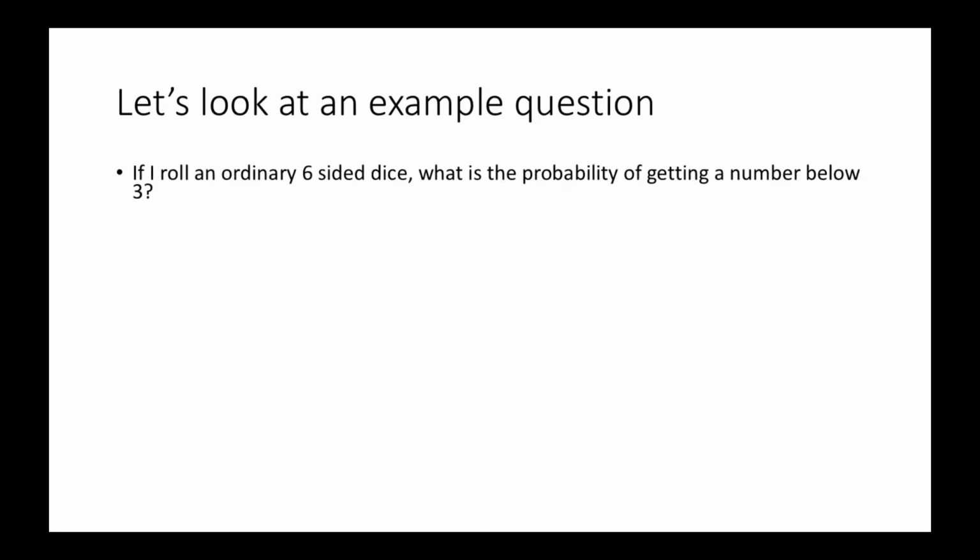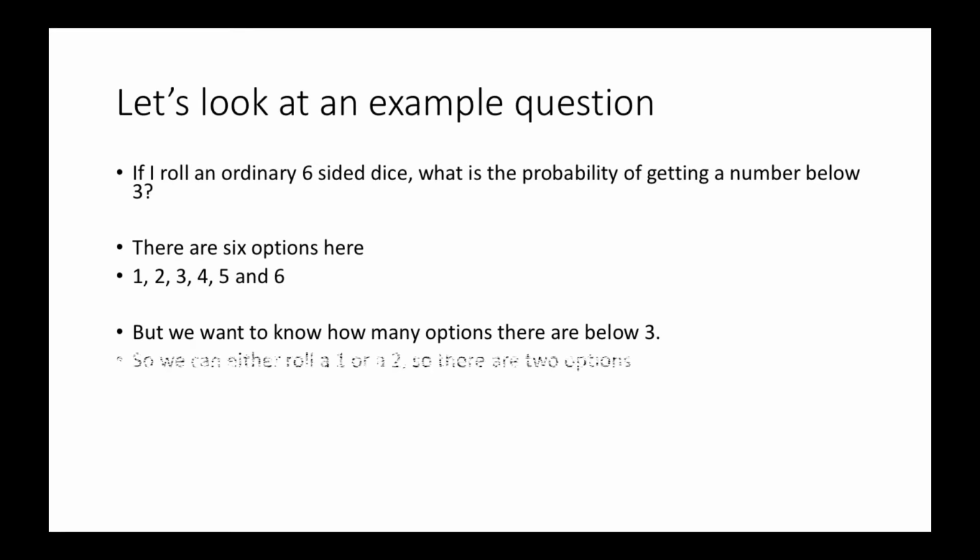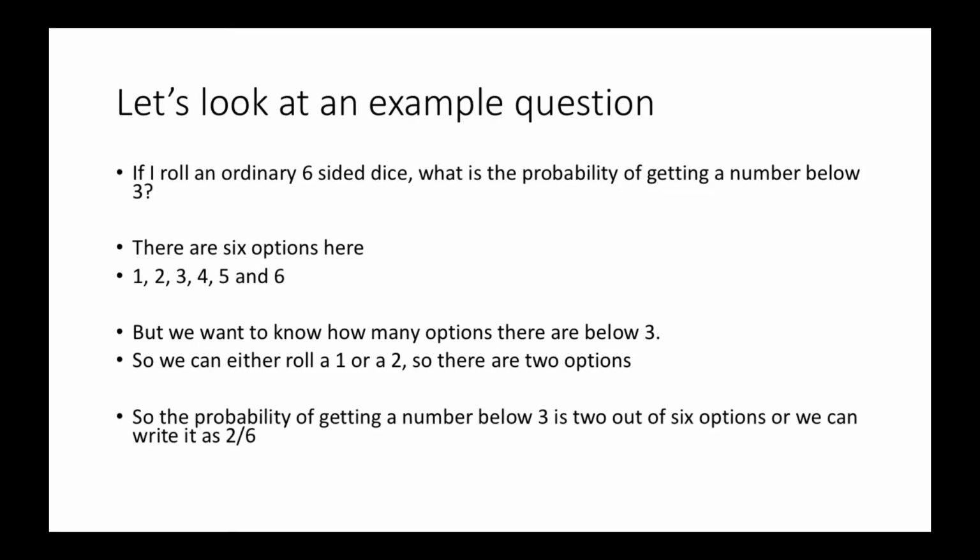Okay, if I roll an ordinary 6-sided dice, what is the probability of getting a number below 3? There are 6 options on a dice, 1, 2, 3, 4, 5 and 6. But we want to know how many options there are below 3. We can either roll a 1 or a 2, which is below 3, so they are the only 2 options. So the probability of getting a number below 3 is 2 out of 6 options, or we can write it as 2/6.